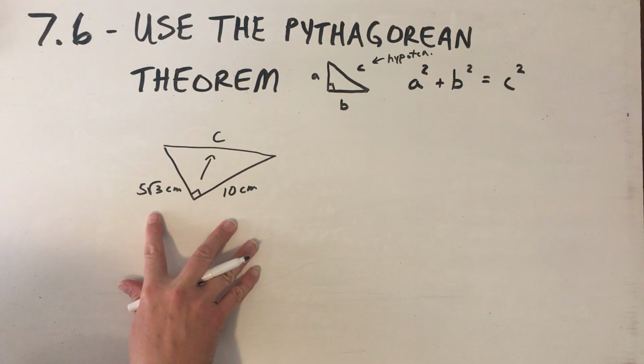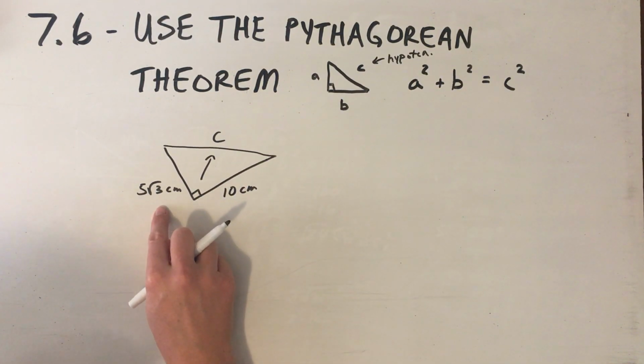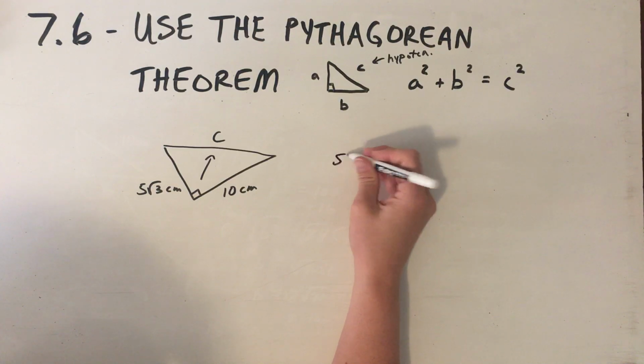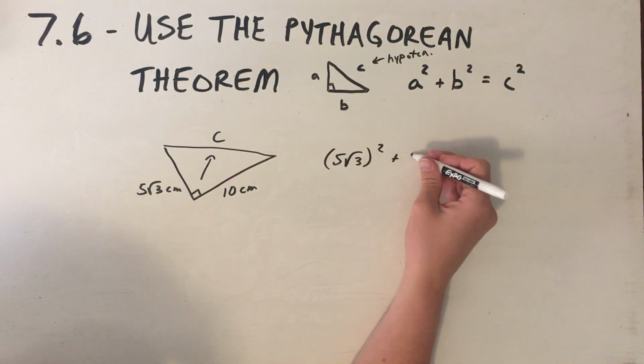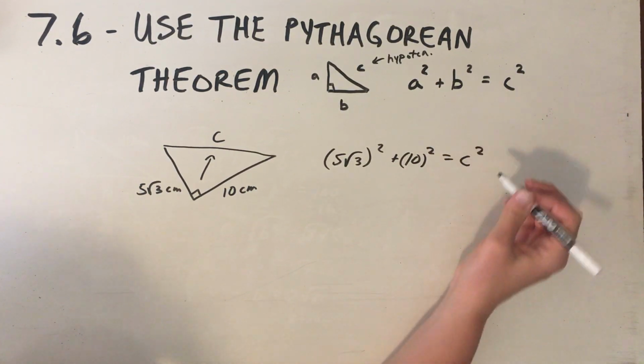So in this case, A and B are interchangeable because in addition, the order doesn't matter. So it doesn't matter if I plug this side in as A or this side in as A, it's not going to make a difference. So I'm just going to use 5 square roots of 3, make that squared, plus 10 squared, and that's going to be equal to C squared.